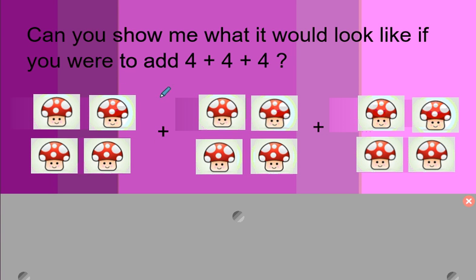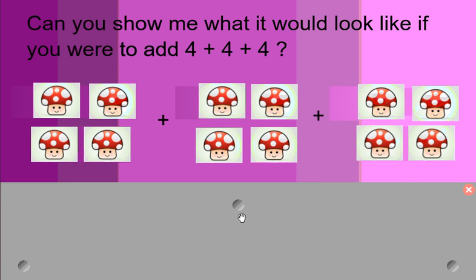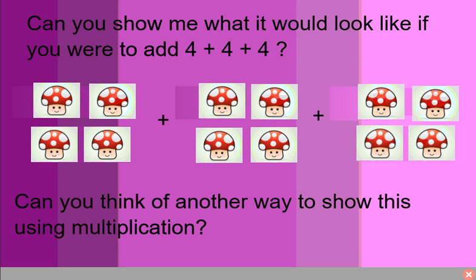This says, can you show me what it would look like if you were to add 4 plus 4 plus 4? So here's what it could look like. 4 plus 4 plus 4. All right. Sometimes though we get tired of adding when there's too many numbers. If we're adding a long row, 4 plus 4 plus 4 plus 4 plus 4, we would want to do it another way. So can you think of another way to show this using multiplication? What do you think your multiplication sentence would be?